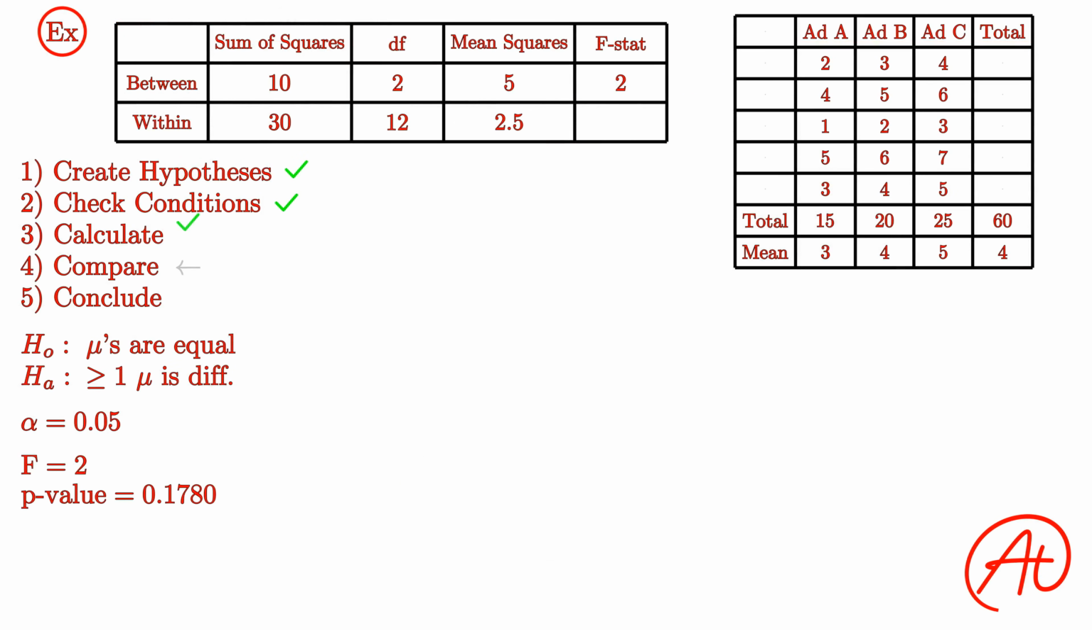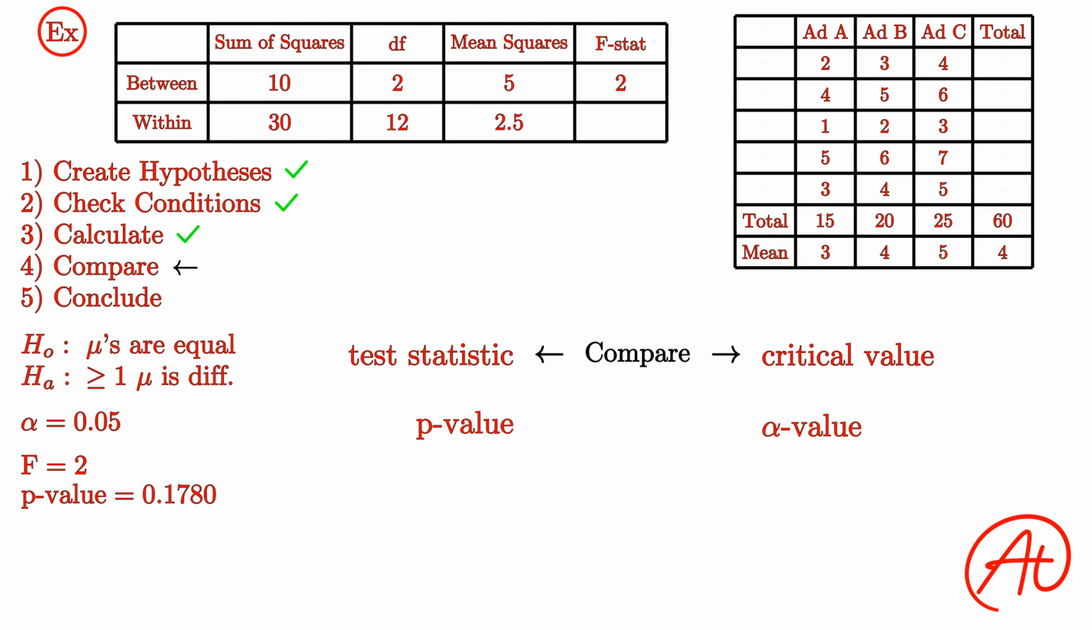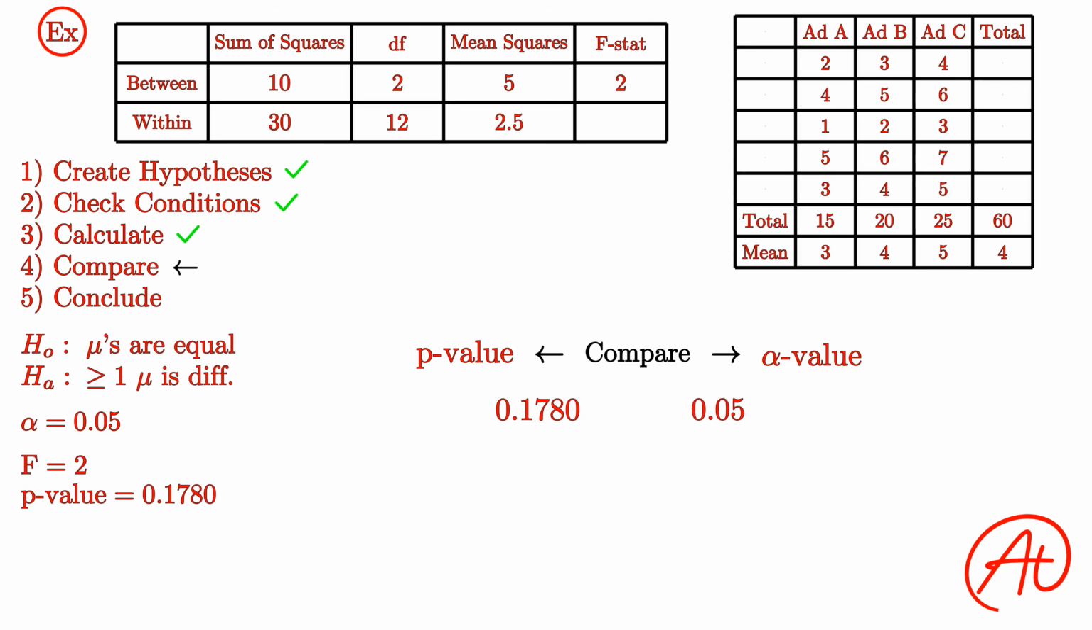Now that we have our test statistic and p-value, we can compare these to our critical value or alpha value. As a reminder from my previous video, to make this comparison, you can either compare your test statistic to your critical value or your p-value to your alpha value. Since we have our alpha value given in the problem, and we just calculated our p-value, let's compare those two. It works out the same no matter which way you do it. Okay, to compare our p and alpha values, we just need to determine which one is bigger or smaller. With a p-value of 0.1780 and an alpha value of 0.05, the p-value is greater than the alpha value.